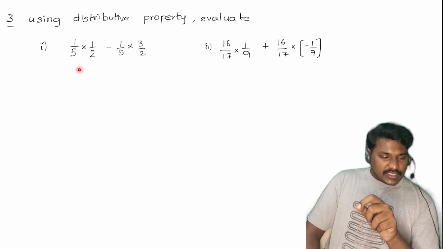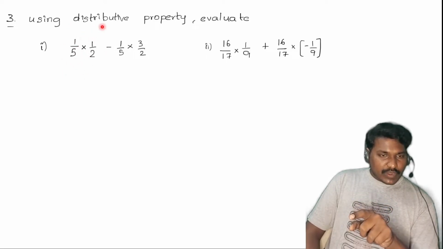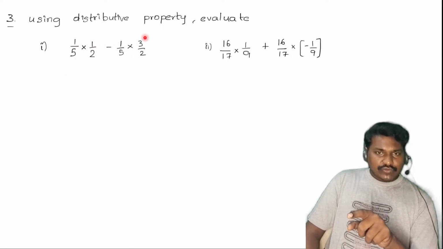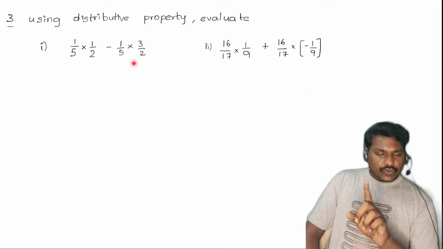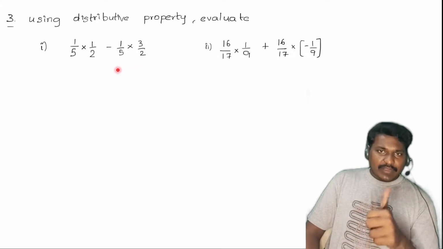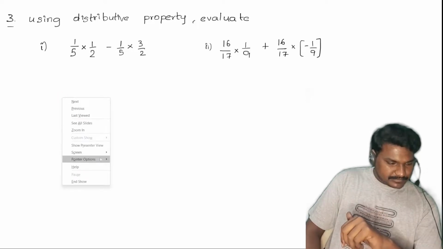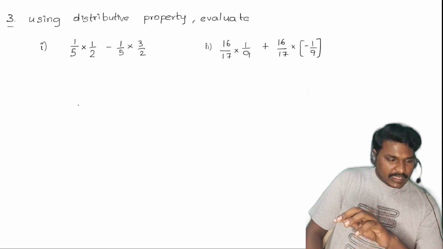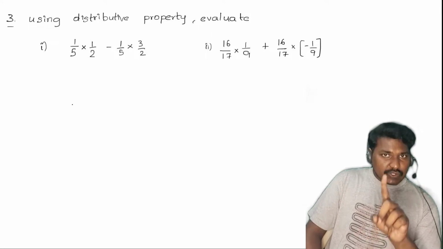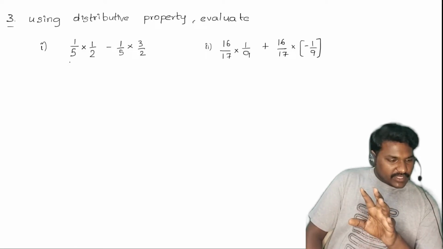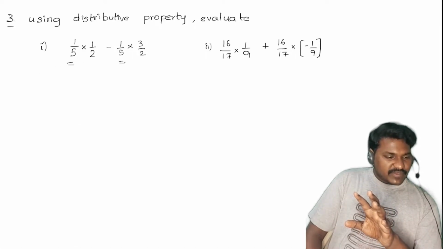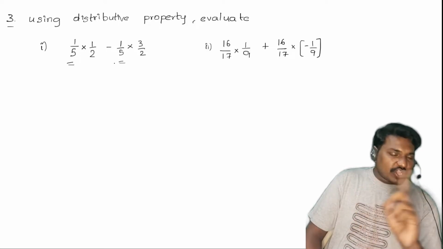See here. The term is 1 by 5 into 1 by 2 minus 1 by 5 into 3 by 2, and 1 by 5 is common in the first term and also 1 by 5 is common in the second term. So we can directly take 1 by 5 as a common multiple. I'll tell one more method also, but kindly use this method whenever the question asks to use distributive property. Here also 1 by 5 is common, here also 1 by 5 is common. I will take 1 by 5 as a common multiple.